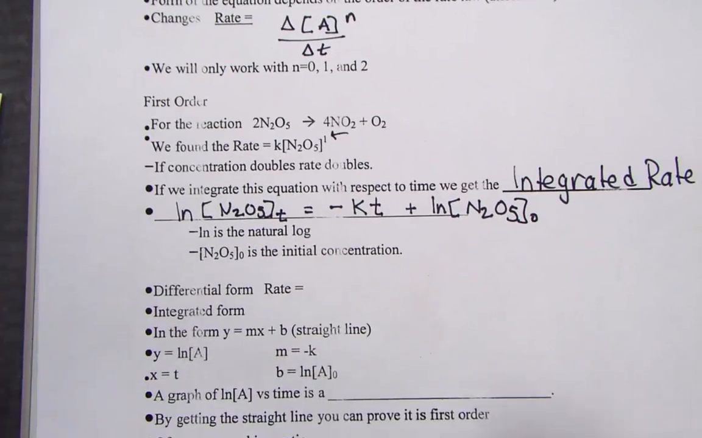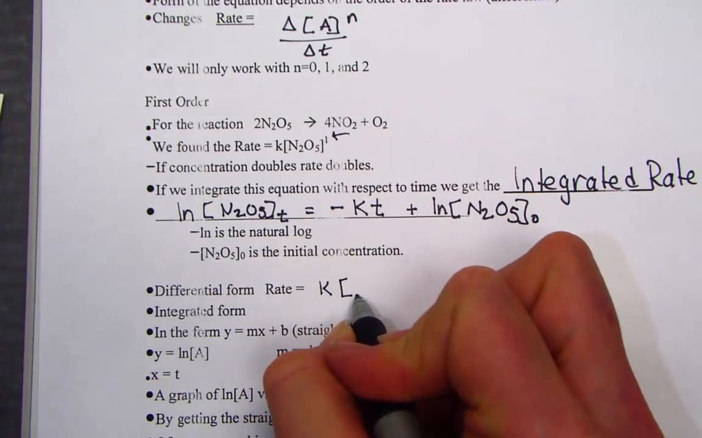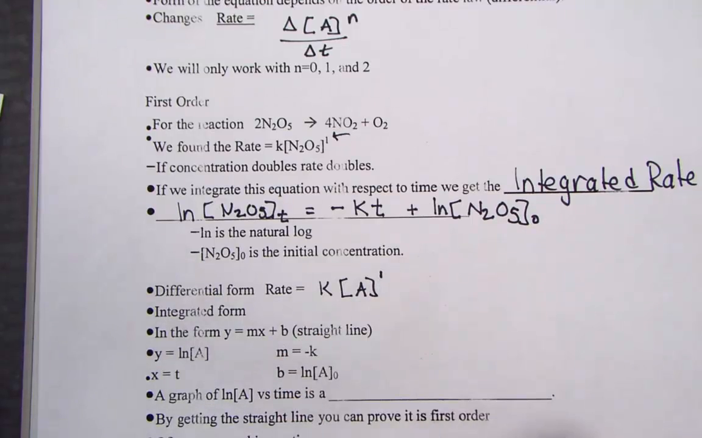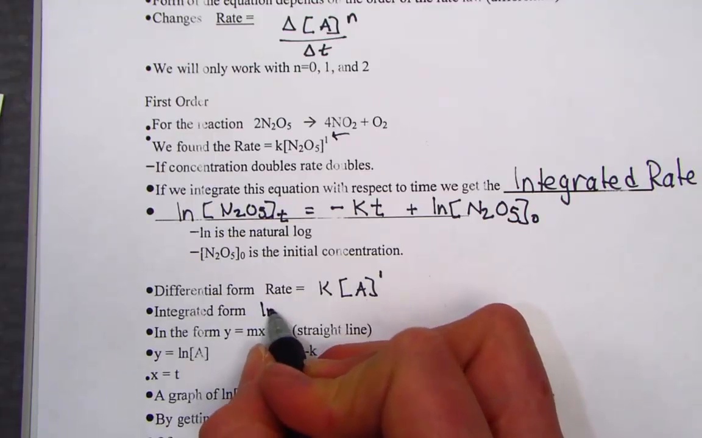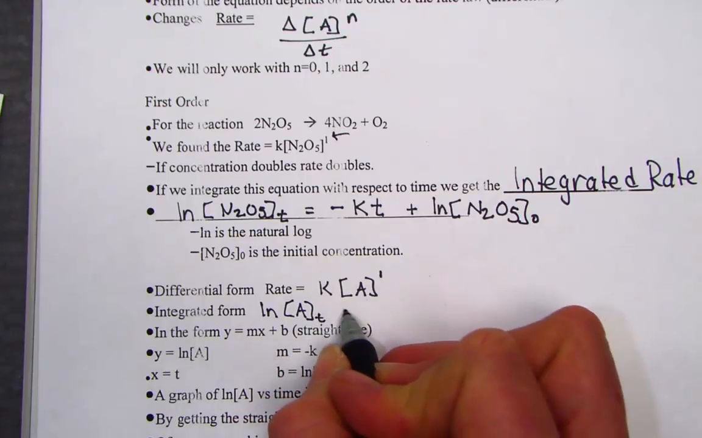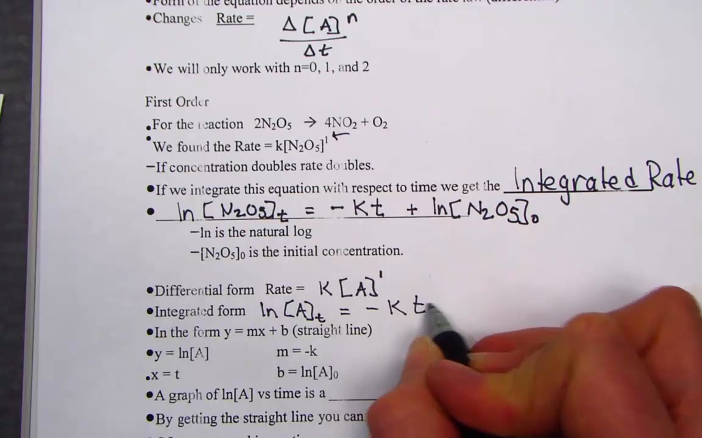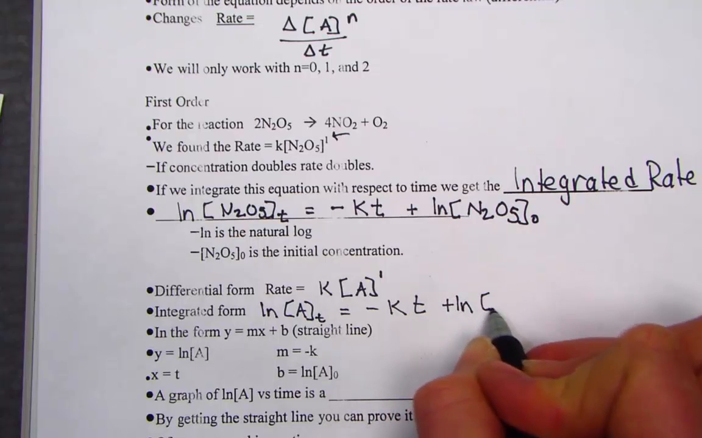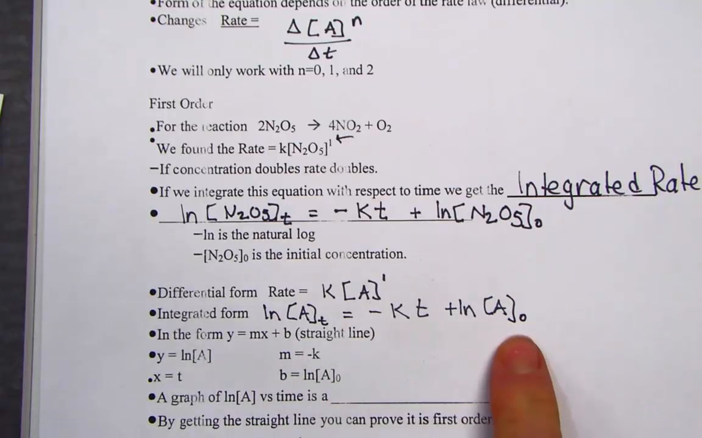Our differential rate form, just to review, is rate equal to k times the concentration of A raised to the first power. However, the integrated rate form for a first order, the natural log of whatever our reactant is at any point in time, can be calculated by knowing negative kt plus the natural log of the original concentration amount. This is the general form you will see appear on your equation page.